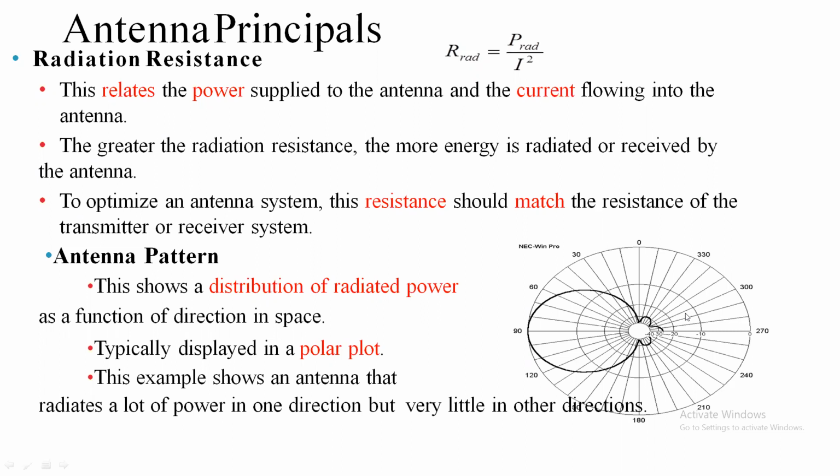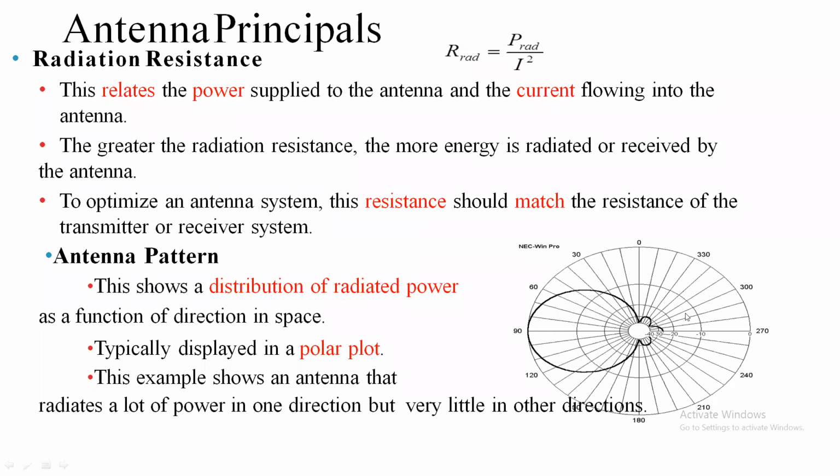And also this example shows an antenna that radiates a lot of power in one direction but very little in other directions. If you observe this polar plot, this looks like a directional antenna. That means the antenna radiates more power in one direction, very small power in the remaining directions, right? Here the angular power will also be determined by using these polar plots.